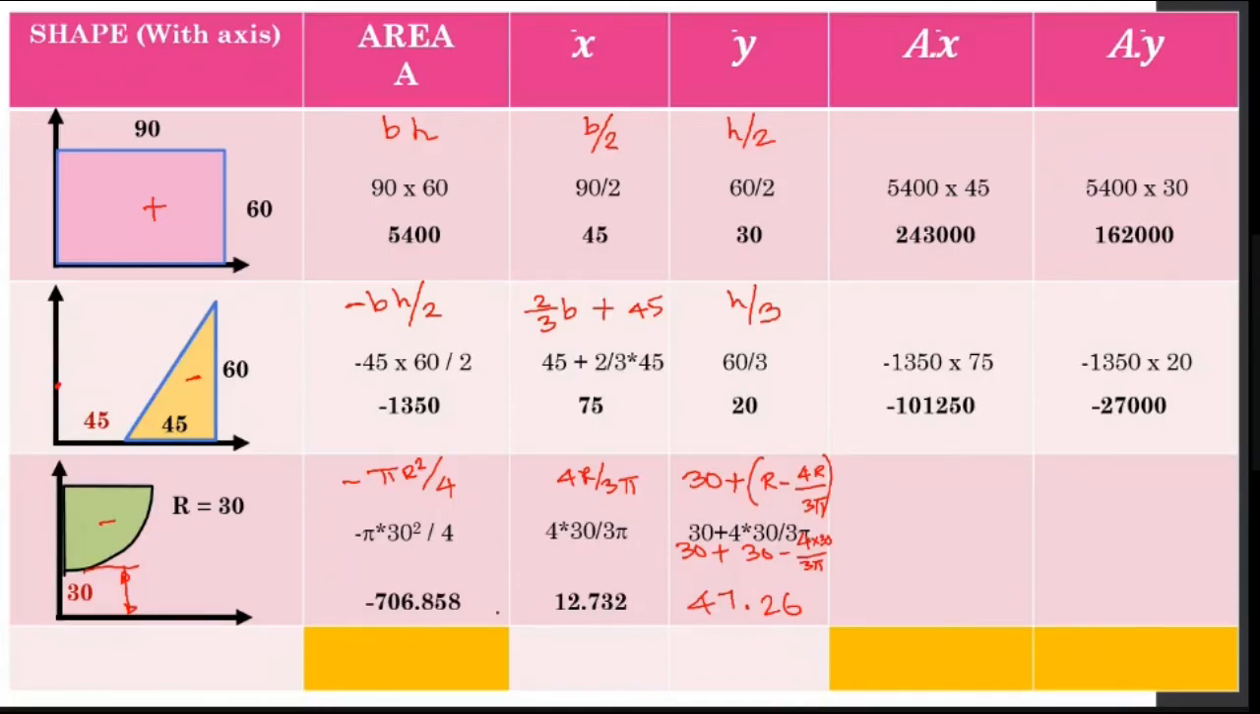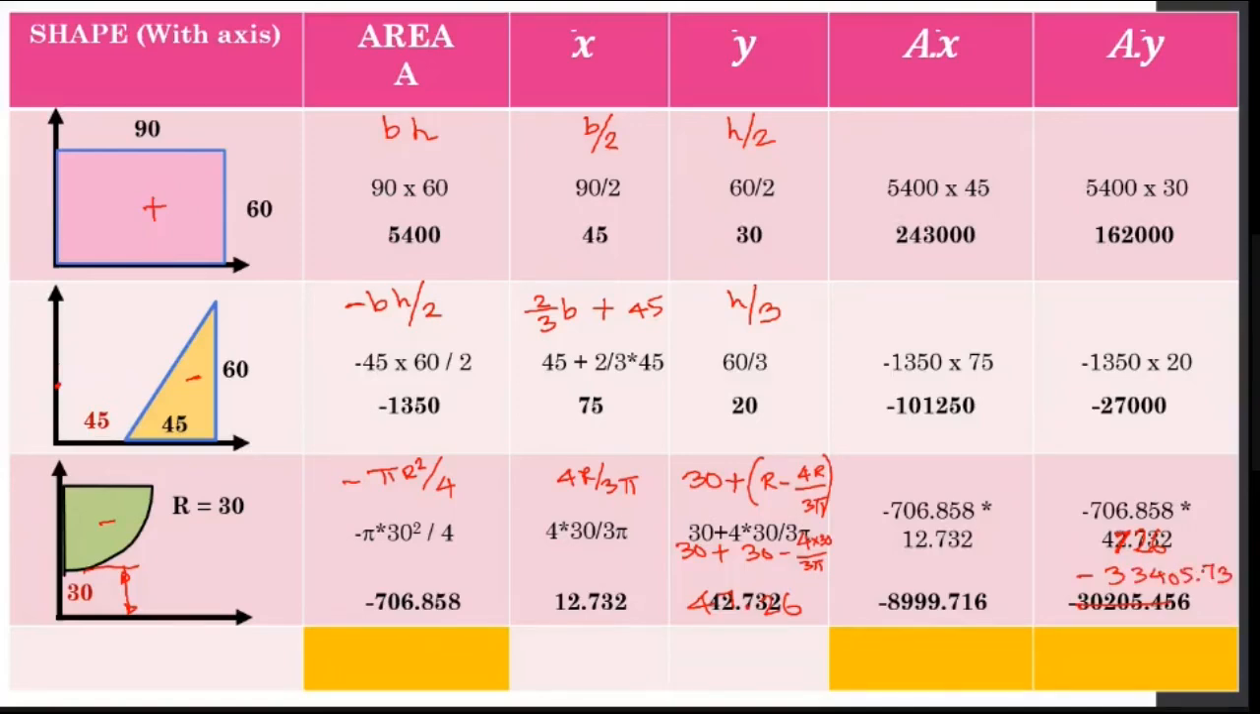Once you get it, now you can multiply this too. I'll get it here, this is my value. The other one you will get here. So actually this has to be 47.26, right? So I'll get a different value. So you're getting 706.85 into 47.26, so you'll get minus 33405.73. So now I got all my values.